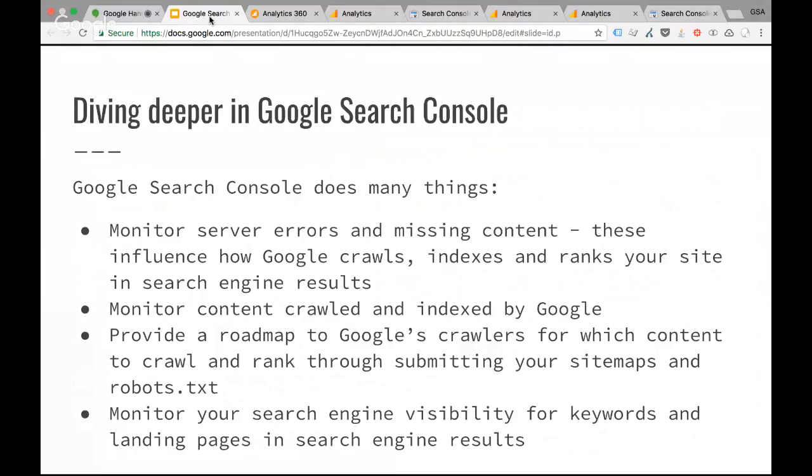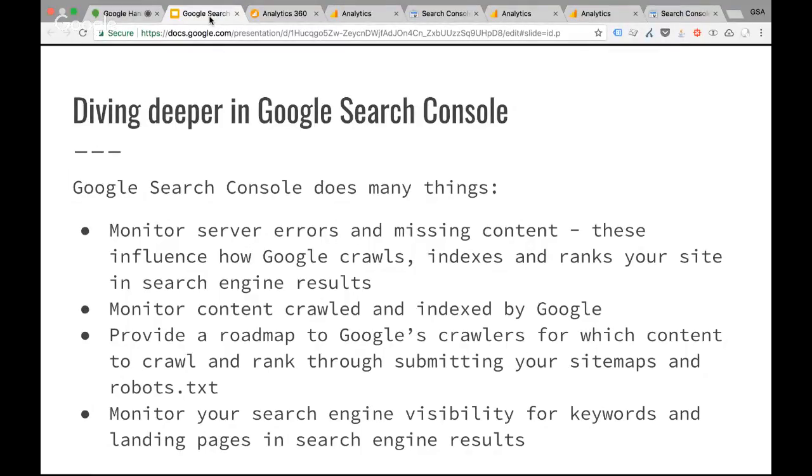Now, let's dive a little bit deeper into Google Search Console and what it actually does. So, high level, with Google Search Console, you can monitor server errors, missing content. This all influences how Google crawls, how it's able to find content. It's a tool that monitors any type of content that has been crawled and indexed, so you can better understand what Google has crawled and indexed. And then by using that, you can infer what is showing up in search engine results.